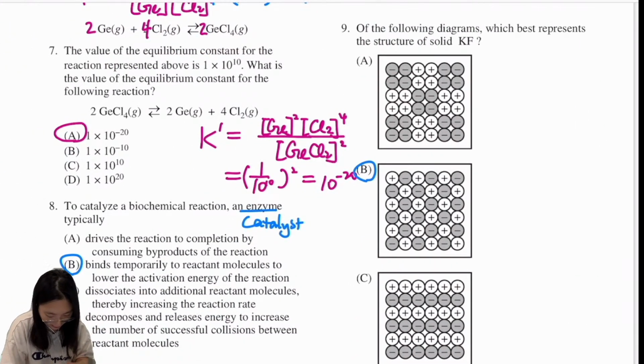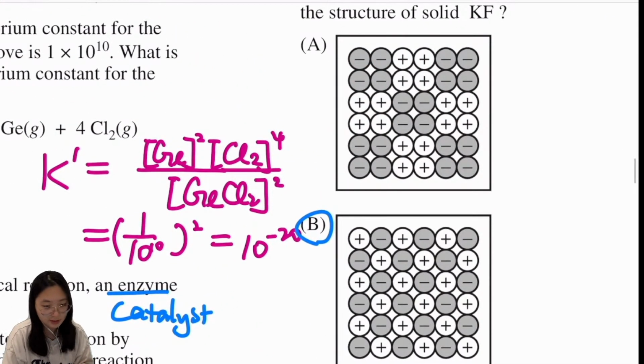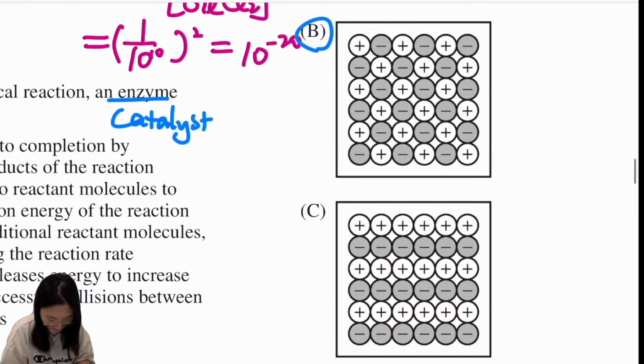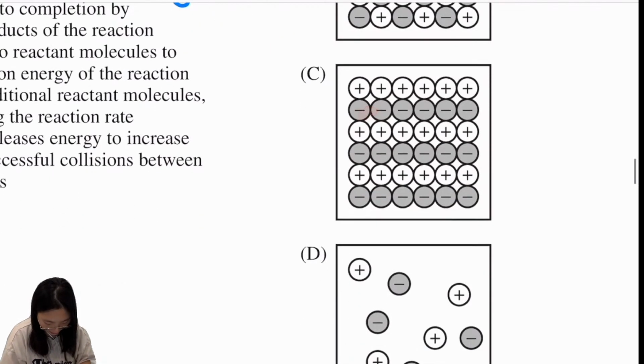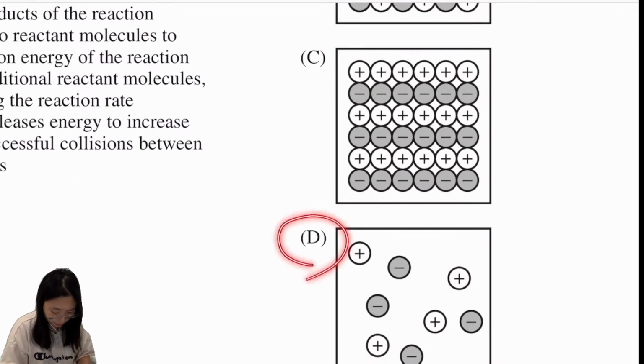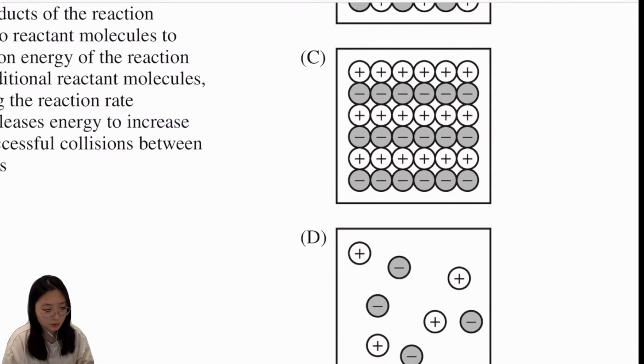Okay, what's wrong about A? You have a chunk of anions. No, it's not right. Unlike charges attract, like charges repel. So negative charge and negative charge repel each other. They cannot stay together. That's the same for C. Like charges cannot be arranged in one single row. They're going to repel each other. And D, okay, so what about D? D is more of the gaseous state of potassium fluoride.